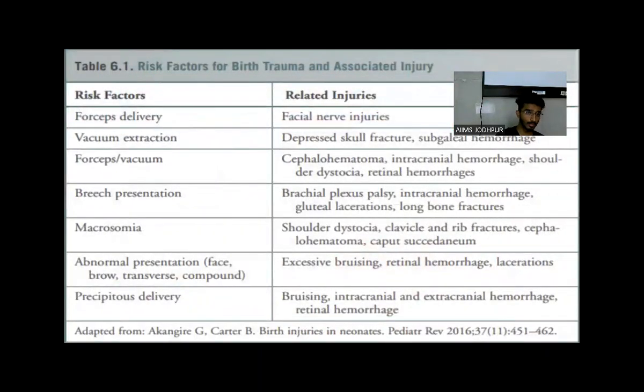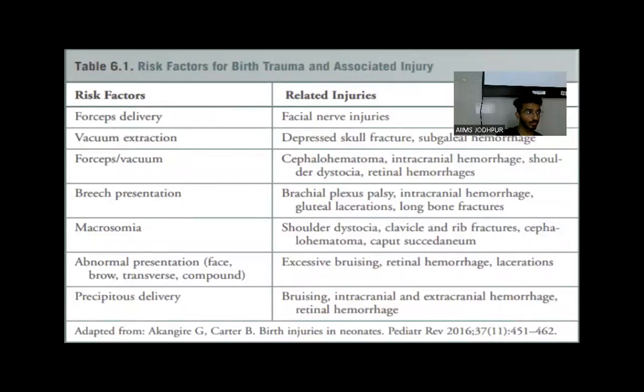Now, some specific birth injuries are associated with the risk factors. In forceps delivery, the facial nerve can get injured, and vacuum extraction is associated with depressed skull fracture, caput succedaneum, and subgaleal hemorrhages. In forceps or vacuum delivery, there are cephalohematoma, retinal hemorrhages, shoulder dystocia, and intracranial hemorrhage. And in breech presentation, there is brachial plexus injury, intracranial hemorrhage, gluteal lacerations as the presenting part, and long bone fractures.